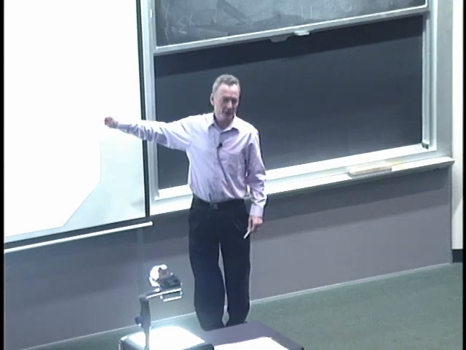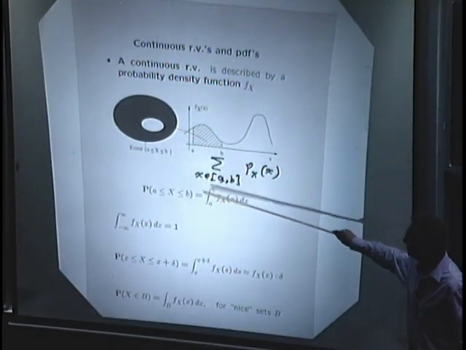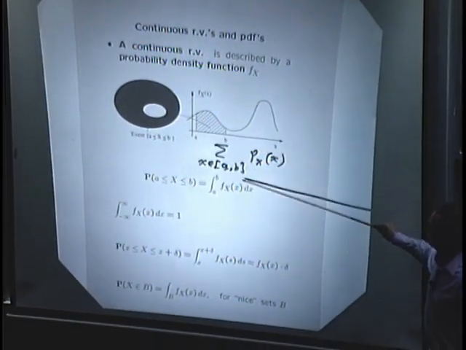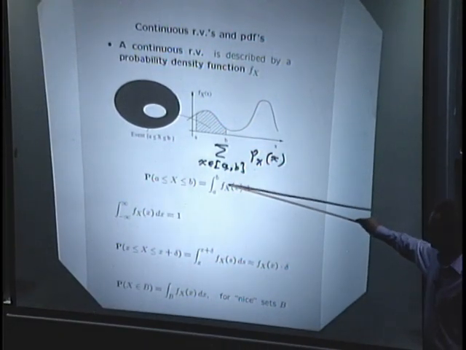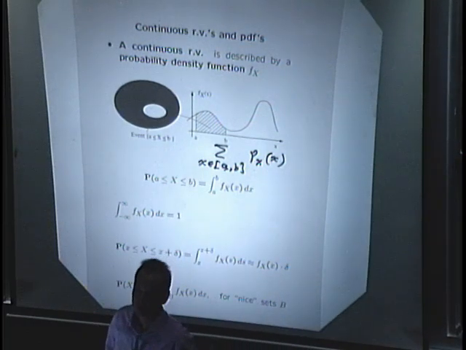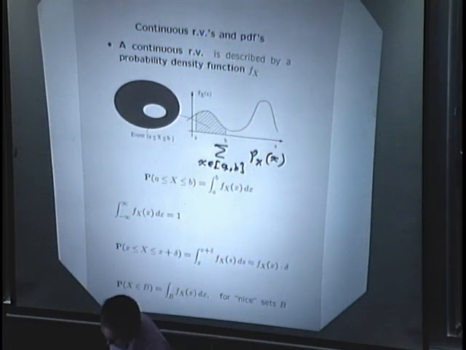Sums get replaced by integrals. In the discrete case, you add. In the continuous case, you integrate. Mass functions get replaced by density functions. So you can take pretty much any formula from the discrete case and translate it to a continuous analog of that formula, as we're going to see.